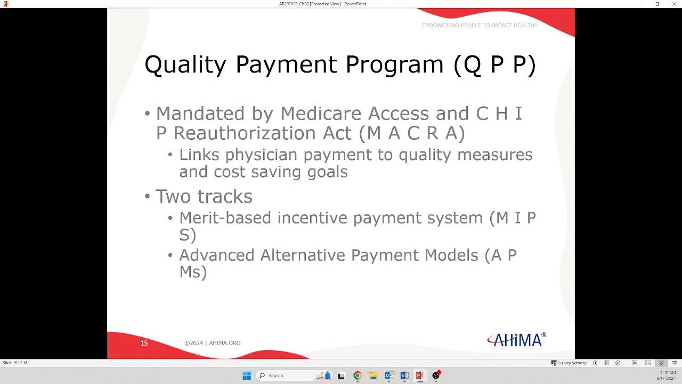And then the last section is our quality payment program. So this is our QPP. This was mandated by Medicare Access, and it links physician payment to quality measures and cost-saving goals. So high value, high quality. We have the merit-based, the MIPS, and then we have the advanced alternative payments, or the APMs. If they're not meeting the standards, then the incentives aren't going to be in place. There is a list on page 164 of the objectives.